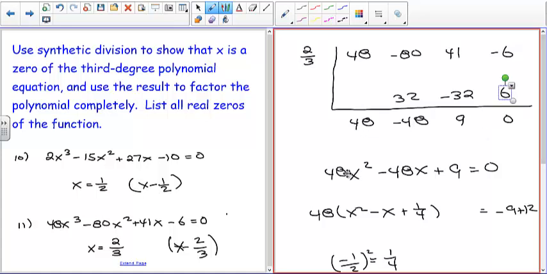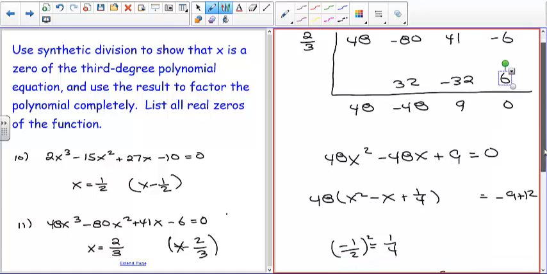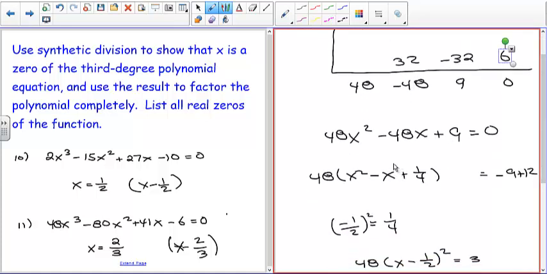What we have left over is 48x squared minus 48x plus 9. That also has to equal 0 to be fully factored. So we're going to use completing the square here. So we factor out 48, so we get x squared minus x. We take the 9, put that on the other side. Make it negative. So positive 9 becomes negative 9.